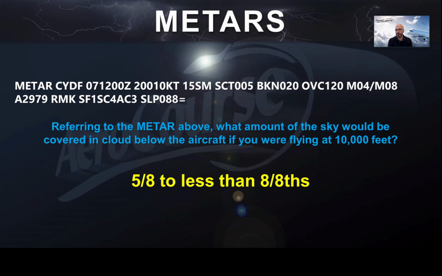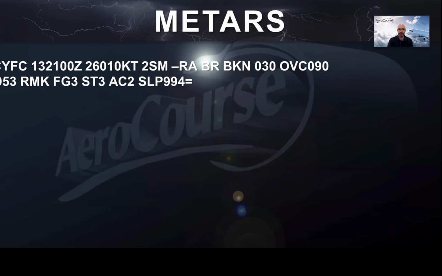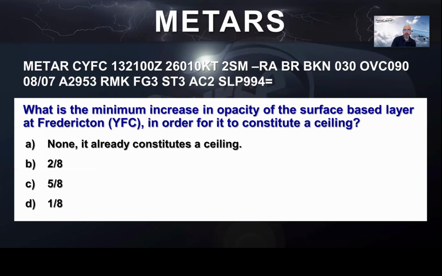All right, good, sweet. All right. You're given this METAR for Fredericton. What is the minimum increase in opacity of the surface-based layer in order for it to constitute a ceiling? So what do they mean by the surface-based layer?